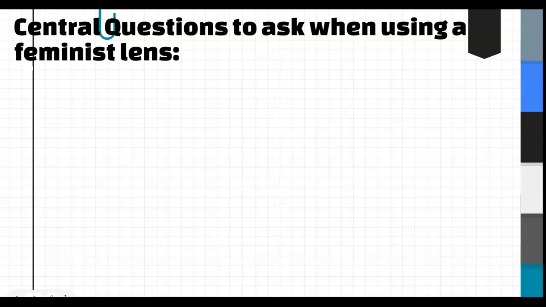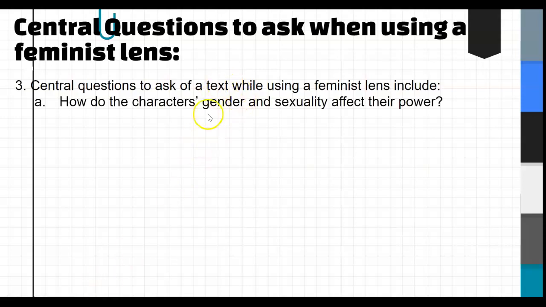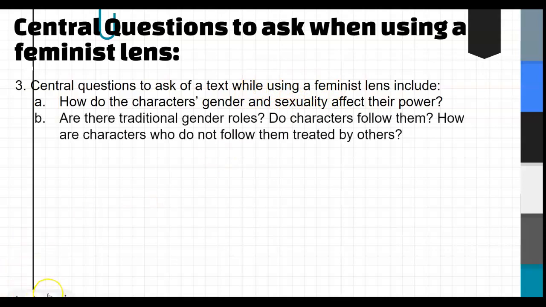Central questions to ask when using a feminist lens. First of all, how do the characters' gender and sexuality affect their power? So the gender: male, female, something else; sexuality: heterosexual, homosexual, something else. How do those aspects affect their power? B, are there traditional gender roles? Do characters follow them? How are characters who do not follow them treated by others?